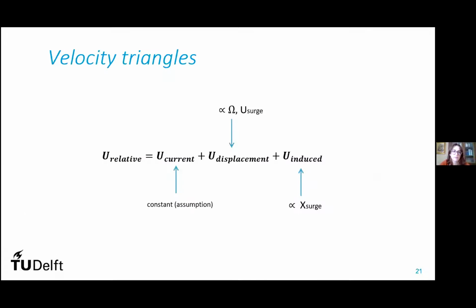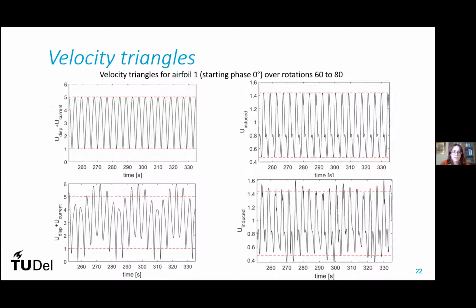And a further investigation was conducted on the components of the relative velocity. In particular, you can see the upper graphs are about the only rotation case, and the lower graphs about the surging motion case. You can see surge affects in amplitude both the induced velocity and the current and displacement velocity, but the displacement and current velocity is mostly affected in amplitude, and instead the induced velocity is mostly affected in spikiness.